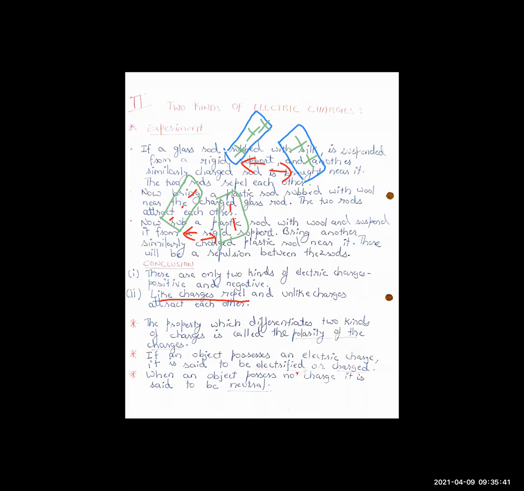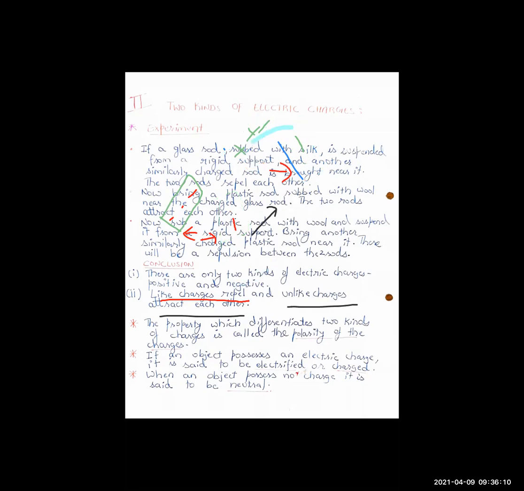But what if, children, we bring the glass rod rubbed with silk near the plastic rod rubbed with wool? So children, this is positively charged, this is negatively charged, right? When we bring them near each other, they are going to experience a force of attraction, because positive, negative, they are unlike charges. So unlike charges are going to attract each other.